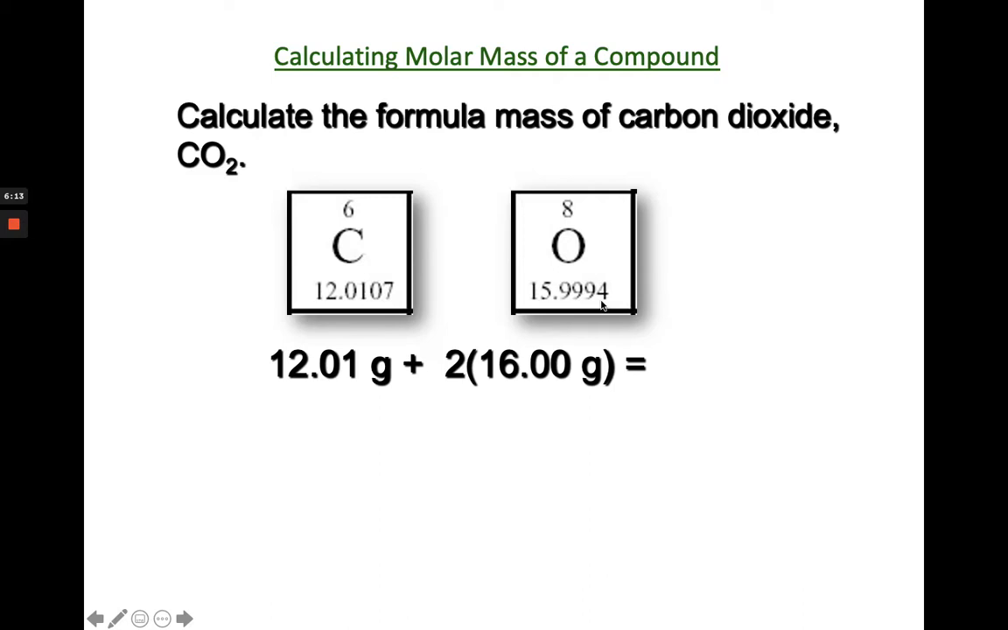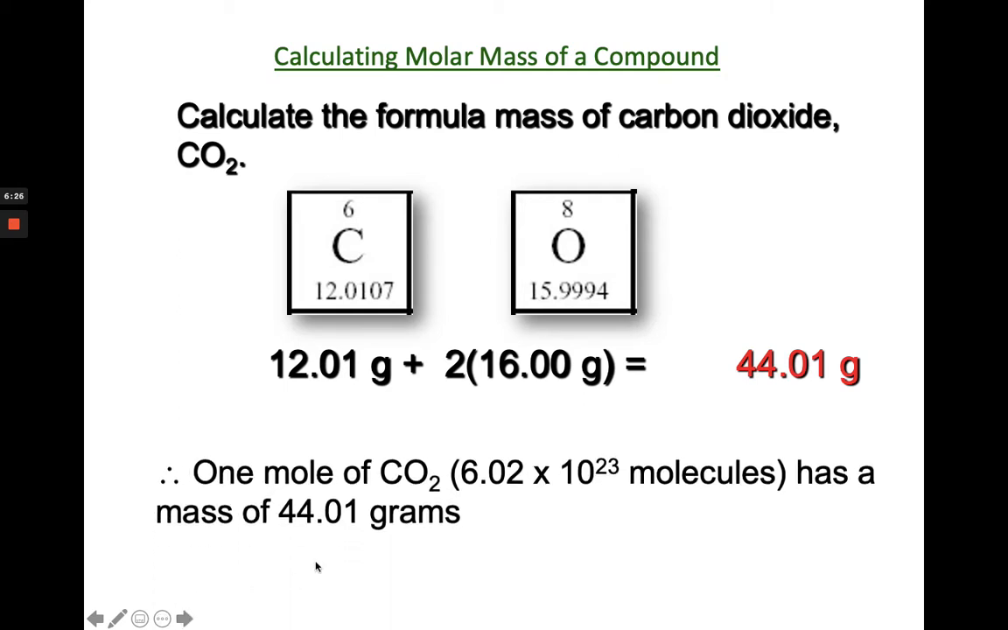So 15.9994 rounds to 16. And therefore, we know, sometimes it's called the formula mass, the molar mass of this formula for this compound is 44.01 grams. And that means that 6.02 times 10 to the 23rd molecules has a mass of 44.01 grams.